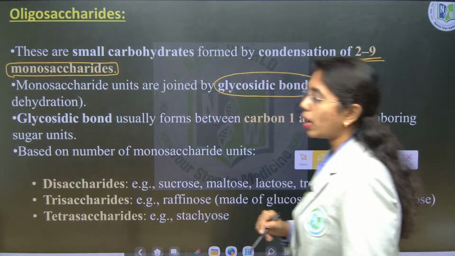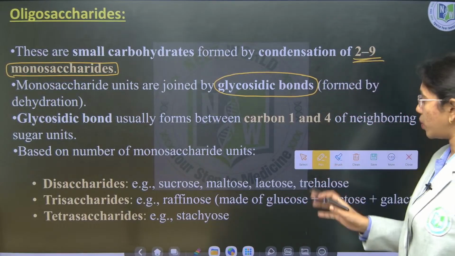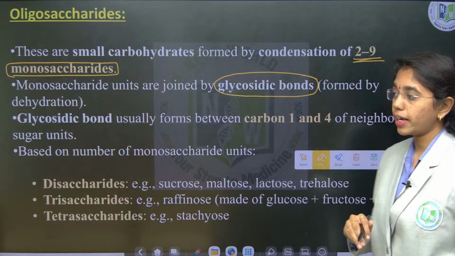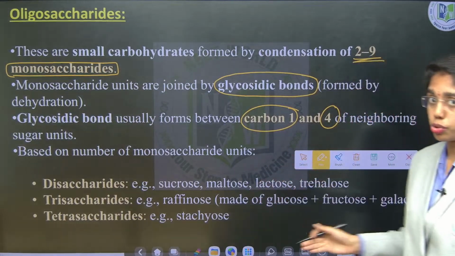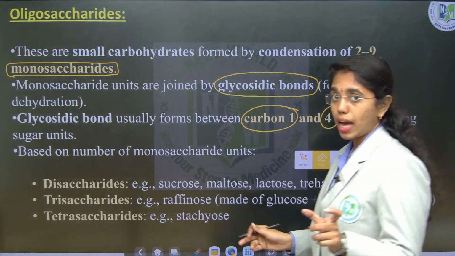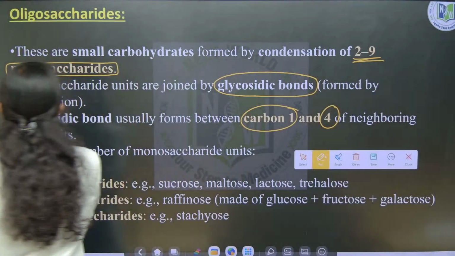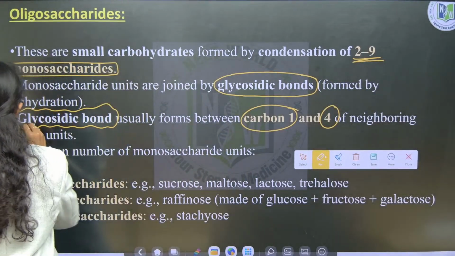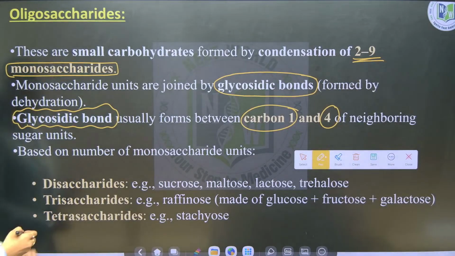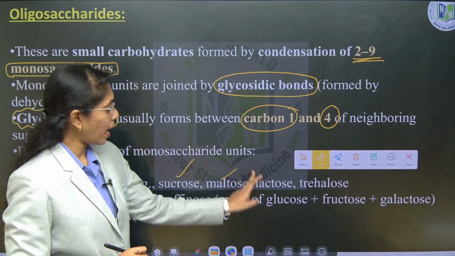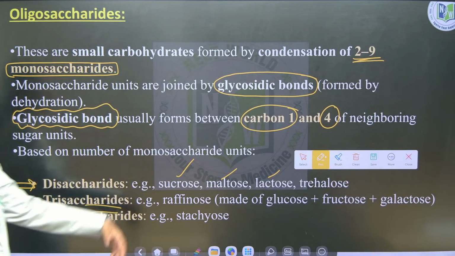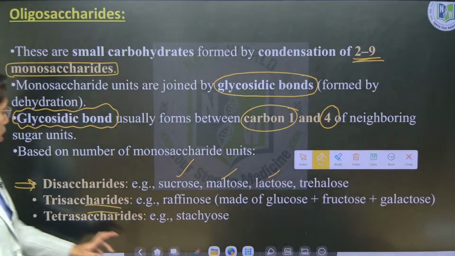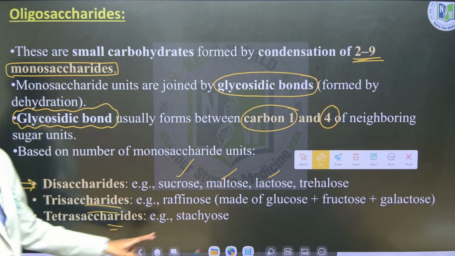Next, the glycosidic bond usually forms between the first carbon and fourth carbon of neighboring sugar units. This is based on the number of monosaccharide units. Disaccharides, for example, are sucrose, maltose, lactose and trehalose. Trisaccharides include raffinose, which is made up of glucose, fructose and galactose.